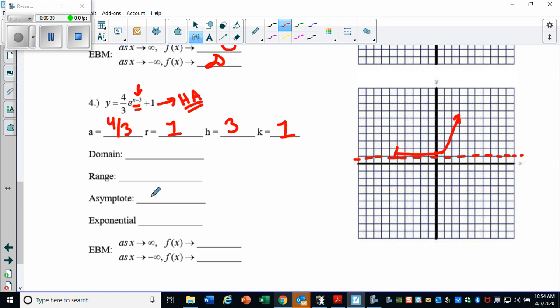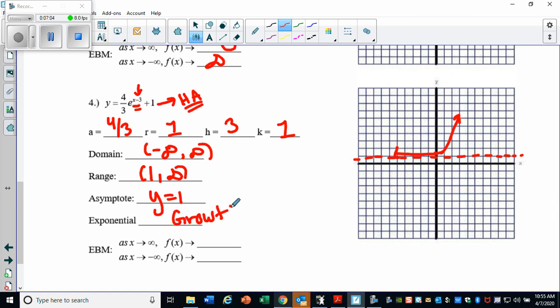So let's go ahead and label that in here. My horizontal asymptote is y equals 1. Domain, same thing over and over again, and for exponential functions, always the same. Your range, it's above your horizontal asymptote, so it's going to be from 1 to infinity. Once again, make sure that this is parentheses because you're never crossing that horizontal asymptote. And then this is going to be an exponential growth.